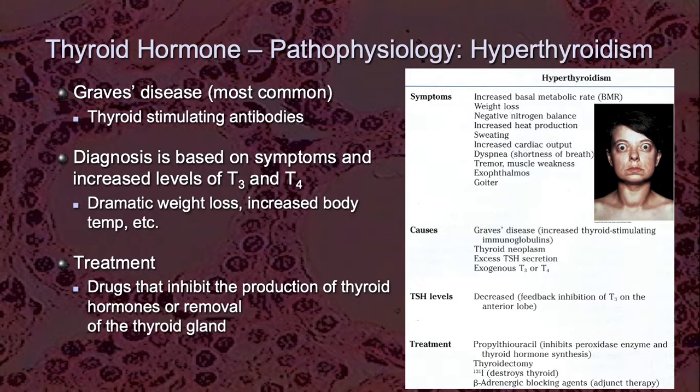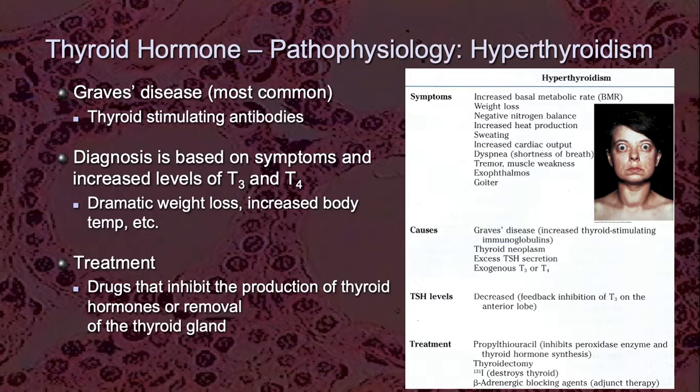Tremors and muscle weakness, shortness of breath, exophthalmos, which is bulging eyeballs, can also be a symptom, and sweating, and the presence of a goiter, which is an enlarged thyroid gland right here. If the thyroid is producing TH, the thyroid may get bigger if it's overstimulated.